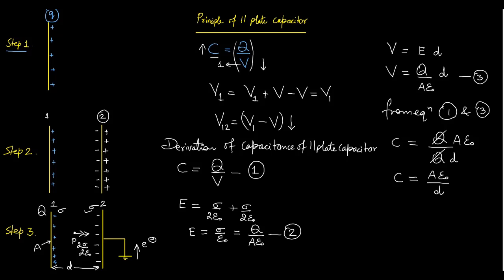Now with the help of this formula, we can conclude that the capacitance of a parallel plate capacitor depends on the area of each plate. Capacitance of a parallel plate capacitor is inversely proportional to the distance between the plates. And the capacitance of a capacitor depends on the medium which is present between the plates.